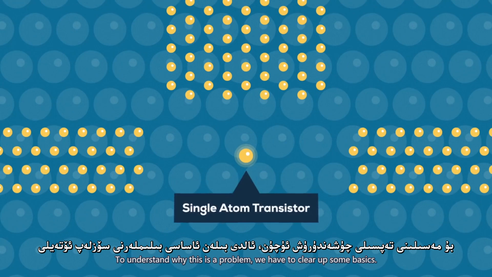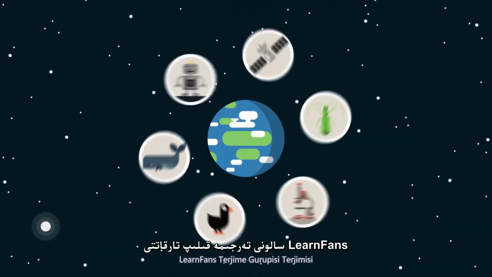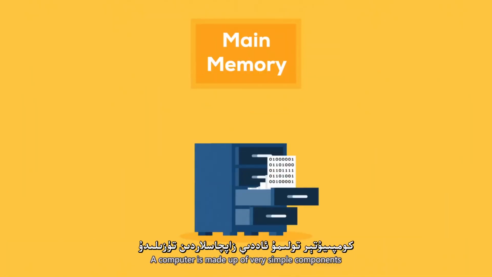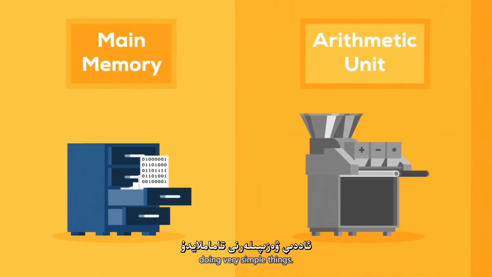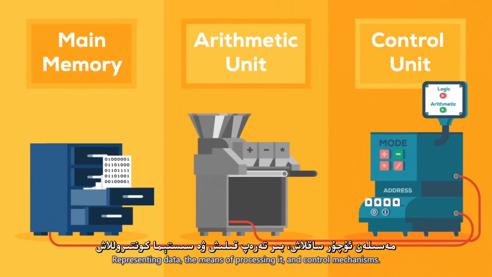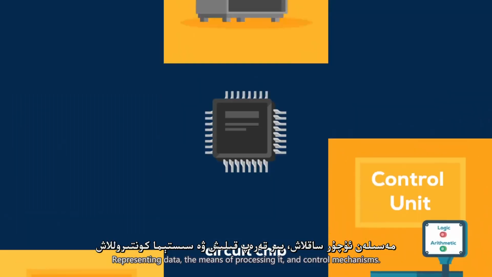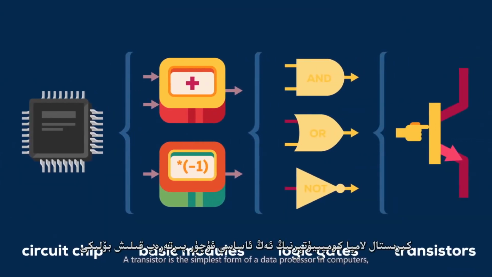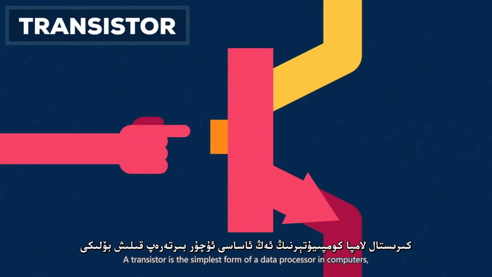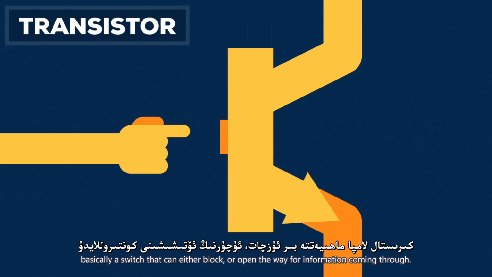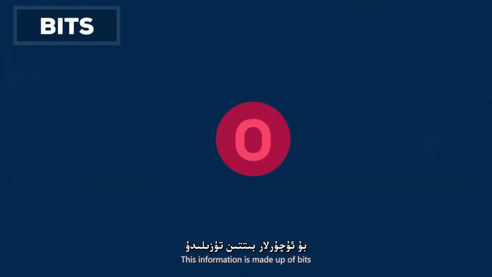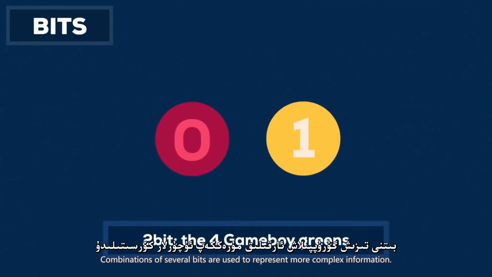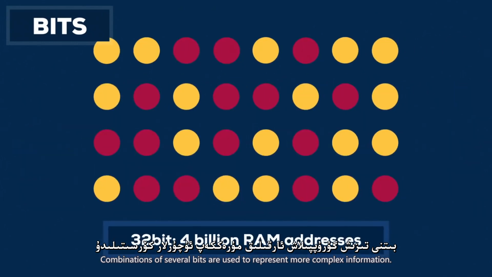To understand why this is a problem, we have to clear up some basics. A computer is made up of very simple components doing very simple things: representing data, the means of processing it, and control mechanisms. Computer chips contain modules, which contain logic gates, which contain transistors. A transistor is the simplest form of a data processor in computers, basically a switch that can either block or open the way for information coming through. This information is made up of bits, which can be set to either 0 or 1. Combinations of several bits are used to represent more complex information.